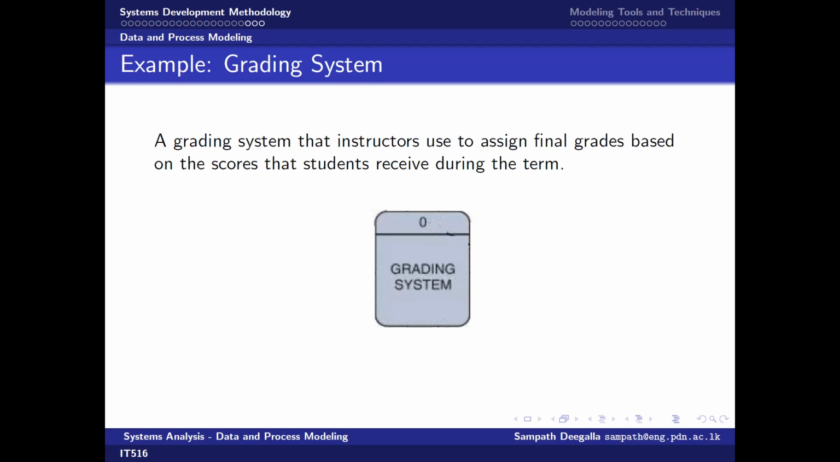Now let's look at some examples to understand what a context diagram is. The first example comes under a grading system. You know that within the universities, usually you have what we call instructors. They are the ones who are going to assign a grade in this particular case, because it's a grading system, right? For example, in the first block, you can see the process number 0 and the name is given, that is called grading system.